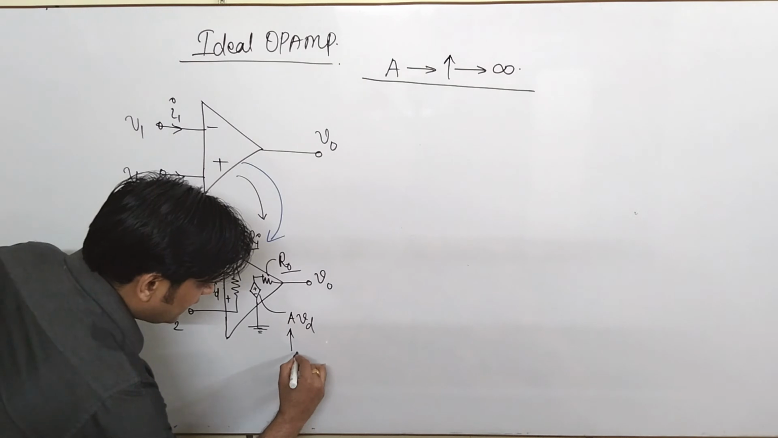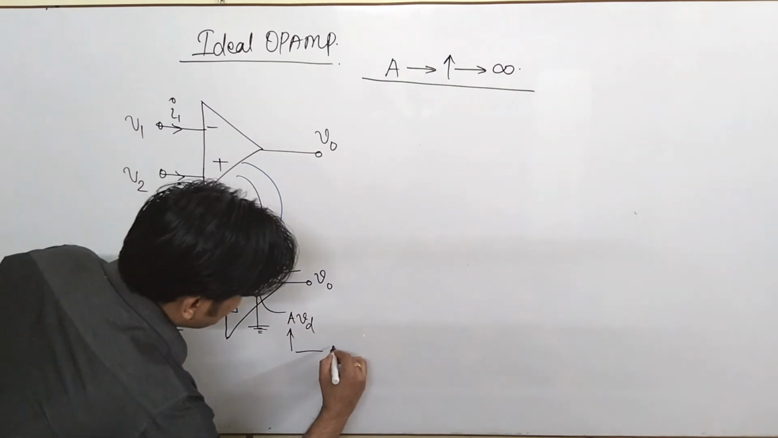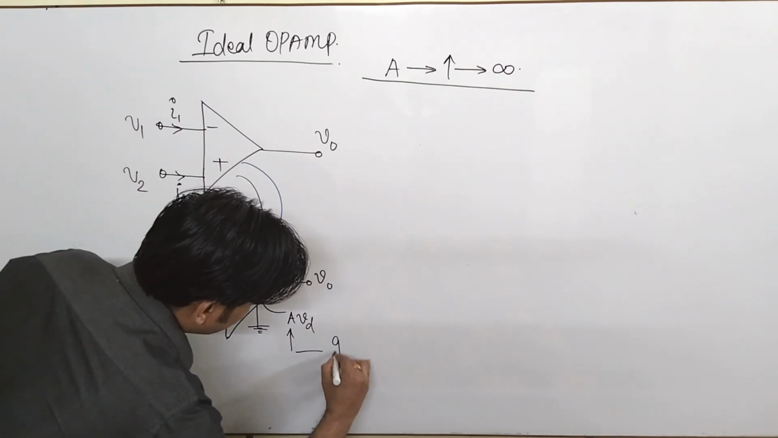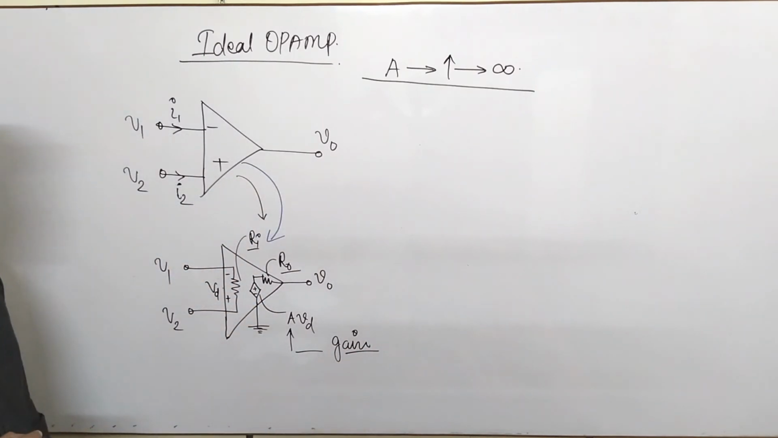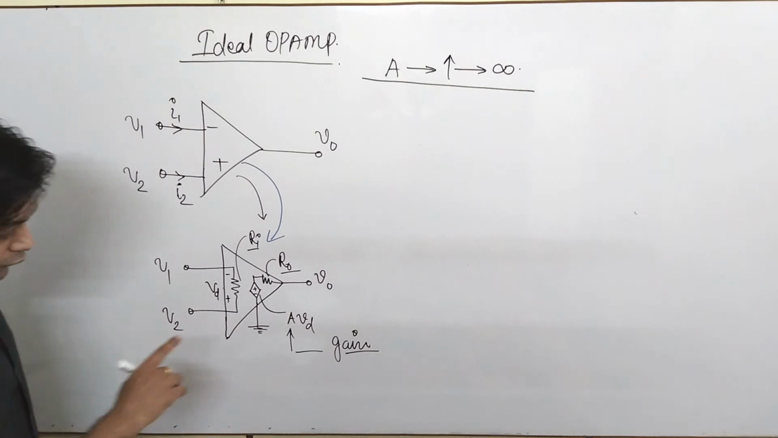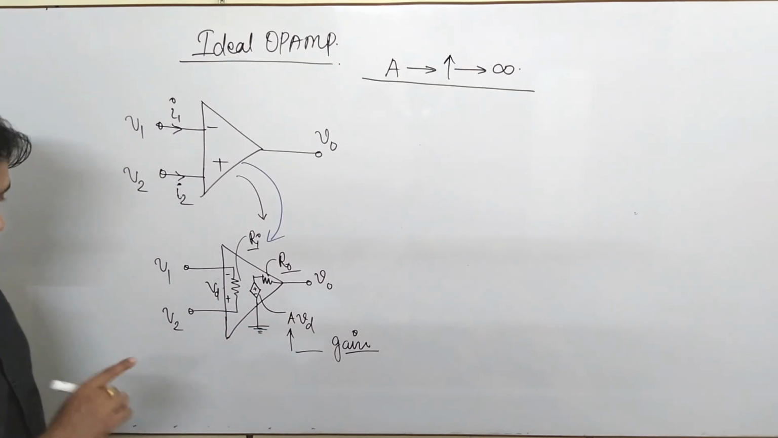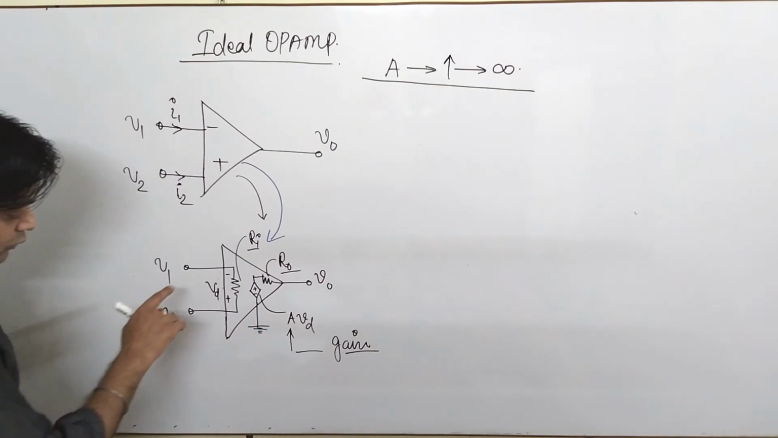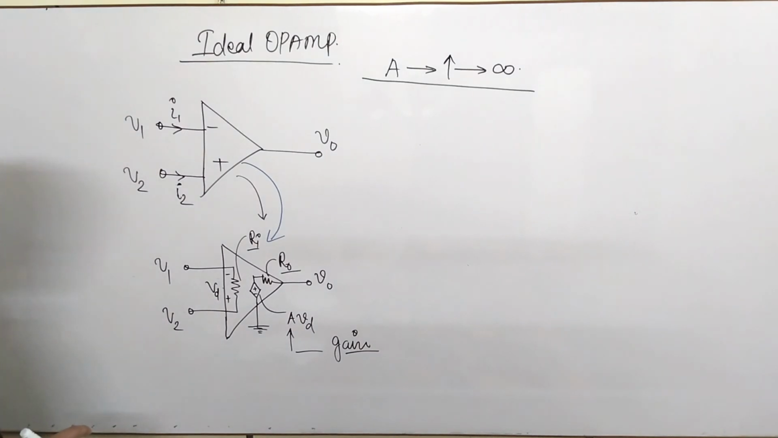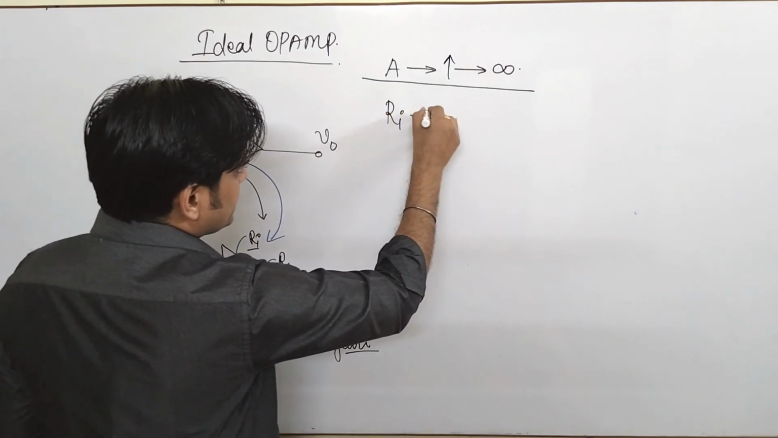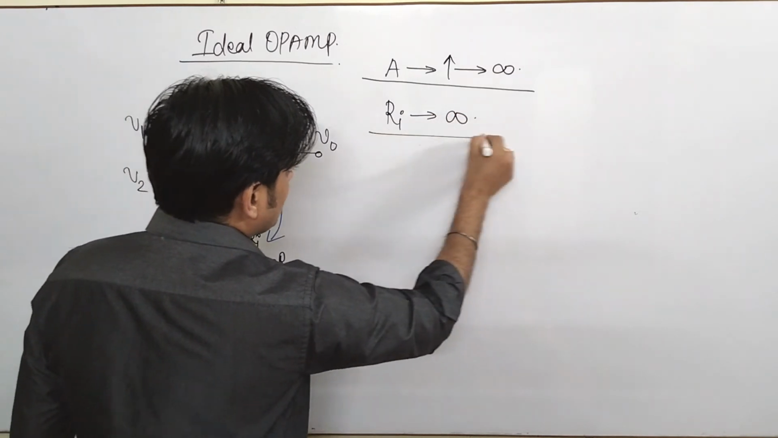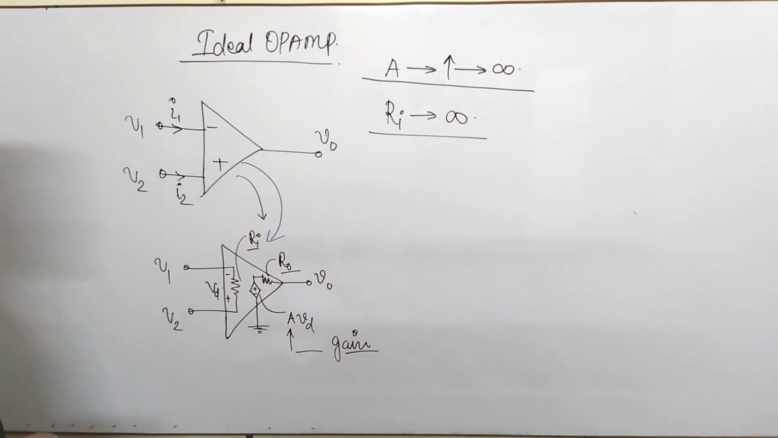We just now say that A is your gain, or you can say operational amplifier gain, but we will see what the meaning of A is actually. Okay, so the operational amplifier has a specific property: the input resistance of the operational amplifier is very high. Ideally you can say it is infinite in nature.